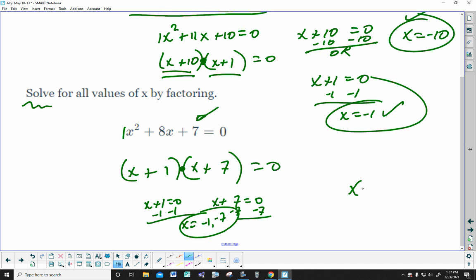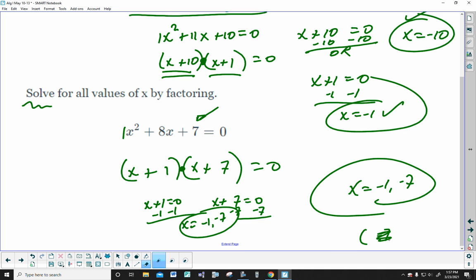Okay? So what I wrote is x equals negative 1 comma negative 7. Do not, under any circumstances, put those in parentheses. That will mean something completely different. That means a coordinate, and it's not a coordinate. It is not a coordinate. Don't do that. Okay?